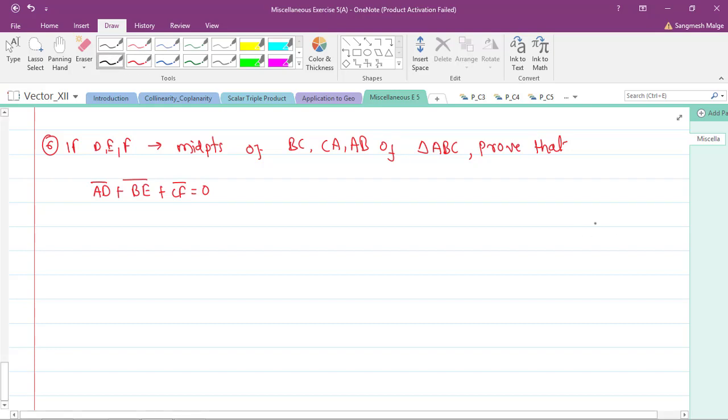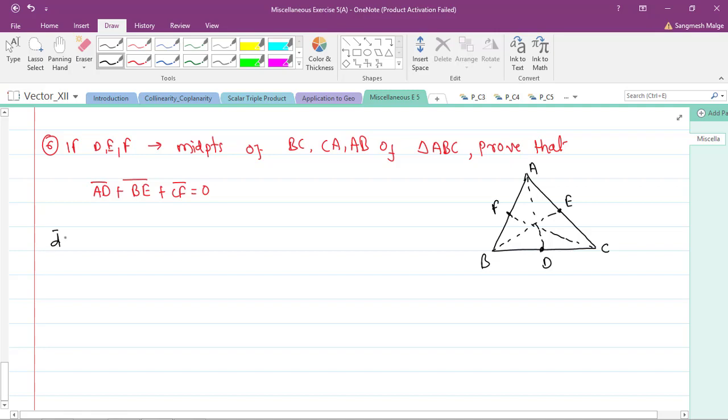First step is what? Let's try to have a figure here. So let's take a triangle ABC. So A, B and C, and D, E, F: this is the midpoint of BC, D; E is the midpoint of CA, this is E; and F is the midpoint of AB. So the summation of these, AD bar, BE bar and CF bar, is equal to 0. Okay, so as these points are the midpoints, let's find out their position vectors.